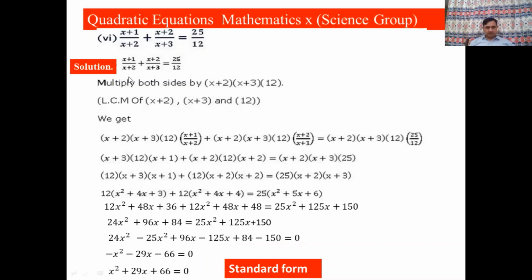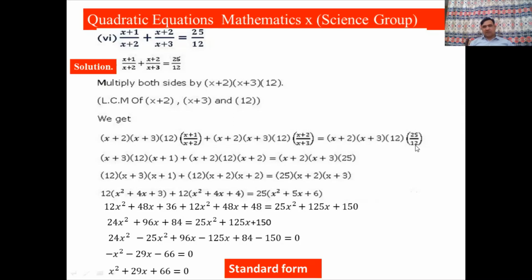Part 6. Here you can see that the LCM is 12(x plus 1)(x plus 3). So we have to multiply both sides with this whole term, and with each term of this equation. This x plus 2 cancels out with this one, and we are left with this whole term, and this x plus 3 cancels out with this x plus 3, and we are left with this term.